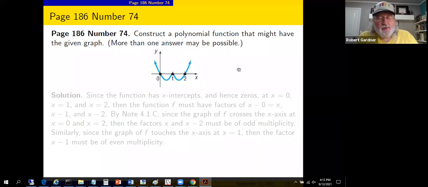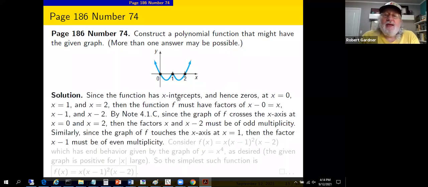But the point of this exercise is the x-intercepts, they gave them as black points on the curve. And you know where this graph crosses the x-axis and where it touches the x-axis. It crosses here and here and touches in the middle. That tells you something about multiplicities of the x-intercepts as roots of the polynomial function. X-intercepts or zeros are x equals 0, x equals 1, x equals 2. These three x values give x-intercepts.